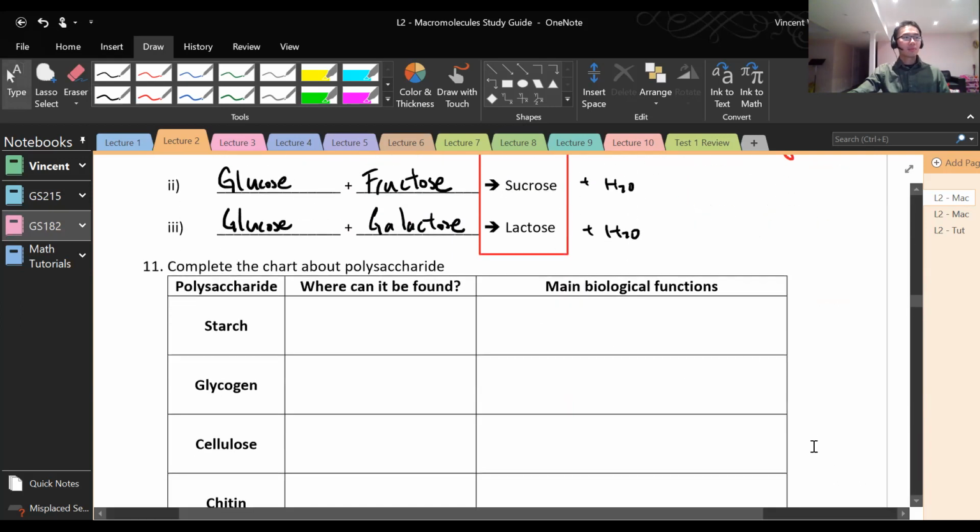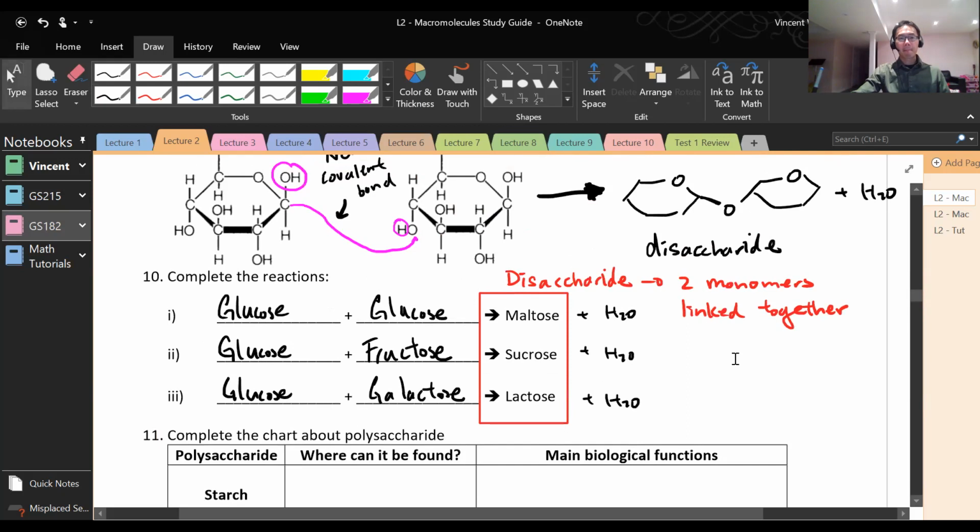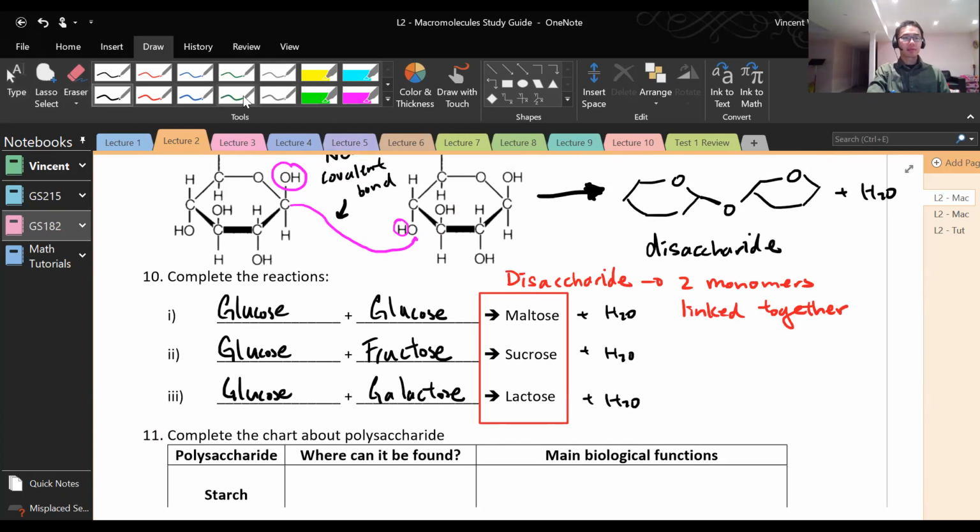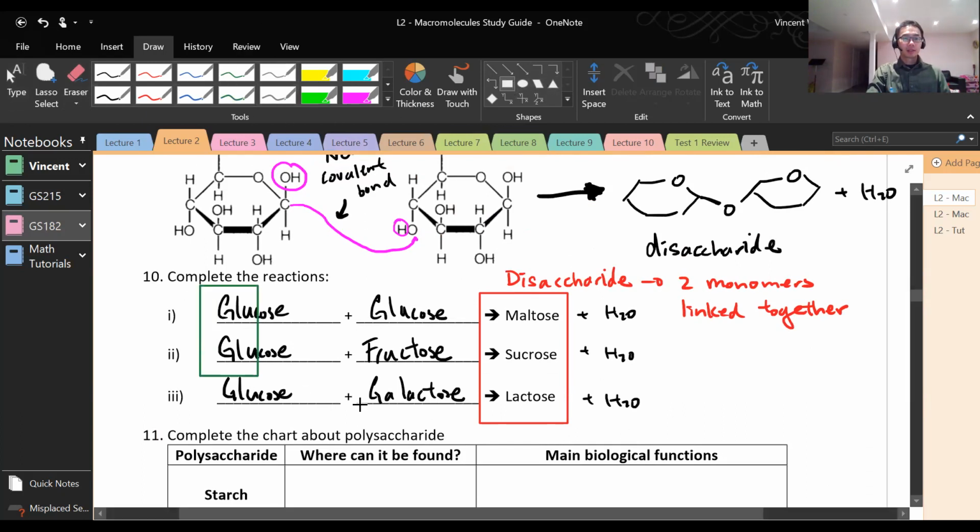Complete the chart about... sorry. Yep, these four all are monomers. Yeah, these are all monomers. That's right. Oh, thank you. Monomers. Right. Monosaccharide. Single sugar.